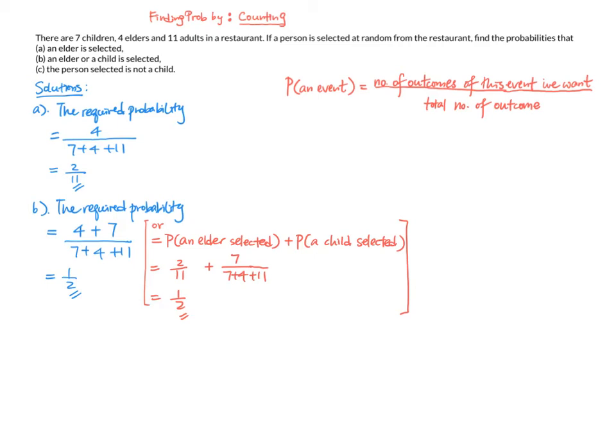So you could add the individual probabilities together, but notice that these two events, an elder and a child, cannot overlap. Otherwise something will be wrong.